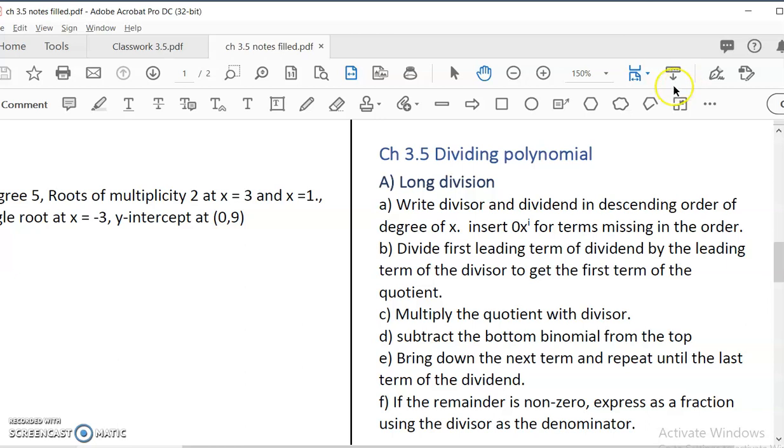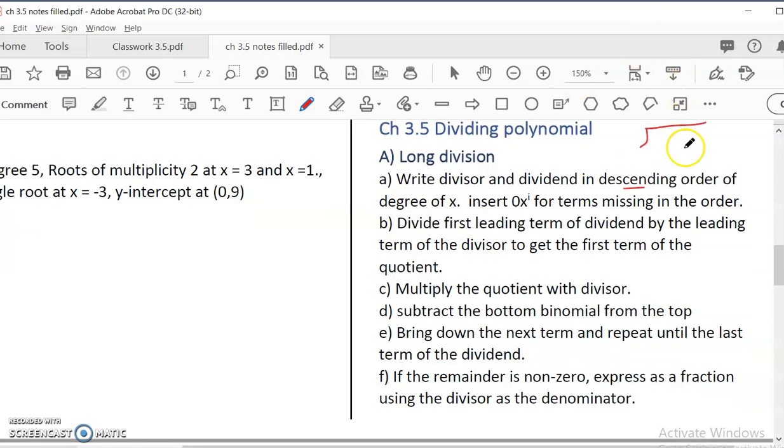Long division. When you divide polynomials, the most common method is long division. It's just like dividing numbers by numbers. You write the dividend inside and the divisor outside. Because they're polynomials, they need to be written in descending order of degree of x. And if a term is missing, say there is no x squared term but there's x cubed and x, you have to put a 0x squared in between to keep the place.